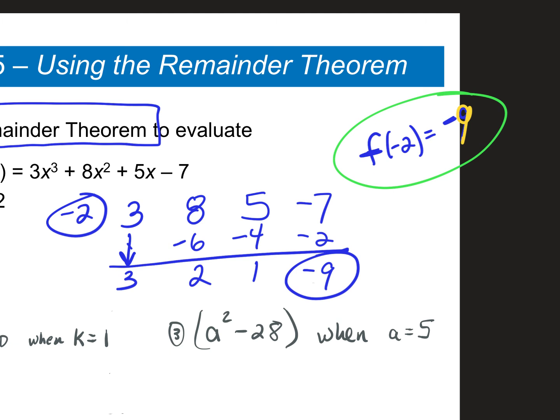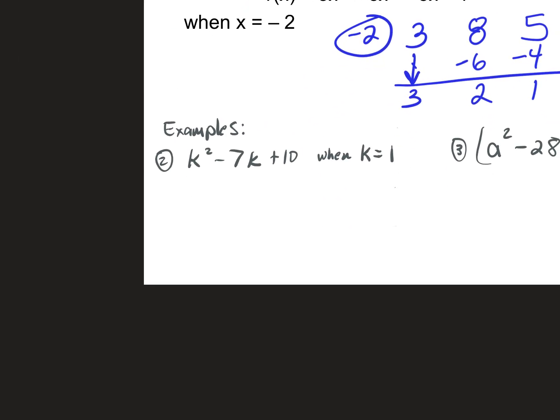Now, if my remainder was 0, what does that tell you about negative 2? If there's no leftovers, it means it does what? It goes in evenly. Good. We'll talk about that a little more. So what are they telling me to evaluate with here? What number? 1. So you put 1 up here.